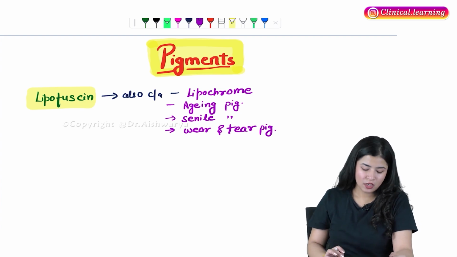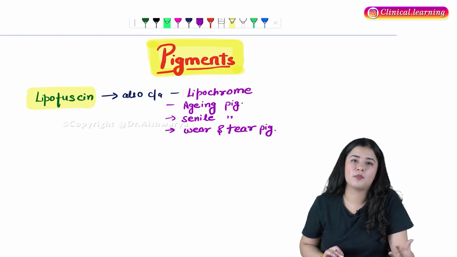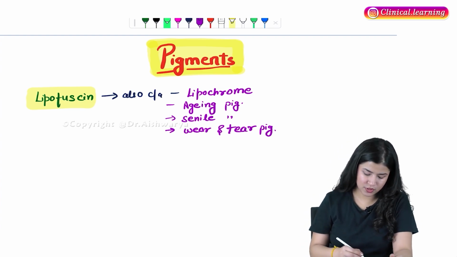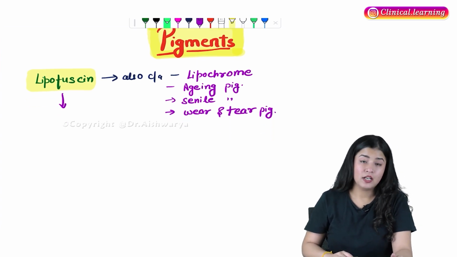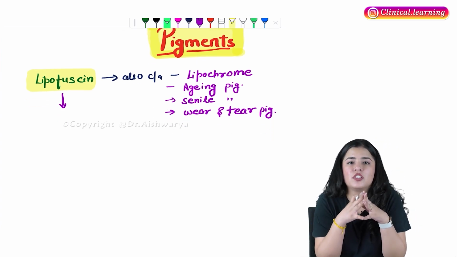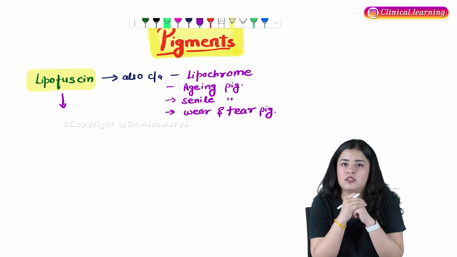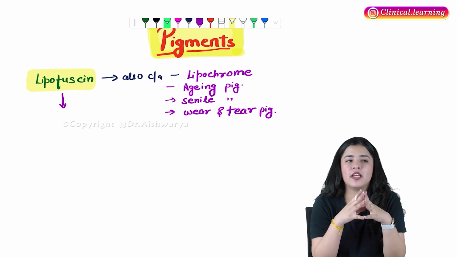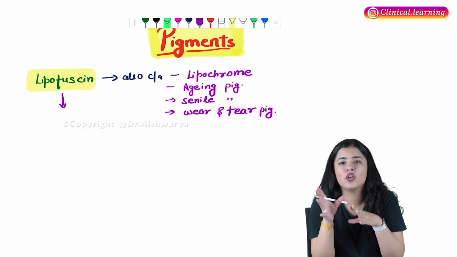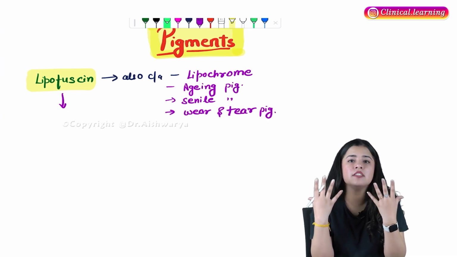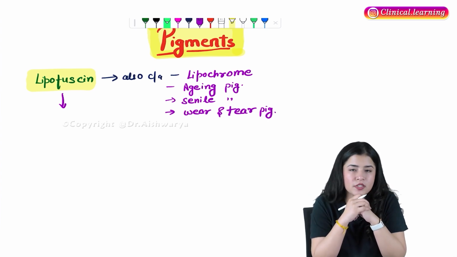Now normally how is lipofuscin formed? So see, this lipofuscin is generally formed in the lysosome. Lysosome has two things. One is the transitional metals like iron, copper, zinc, okay, and the other is what? That is oxidized lipid peroxidase present in lysosomes.